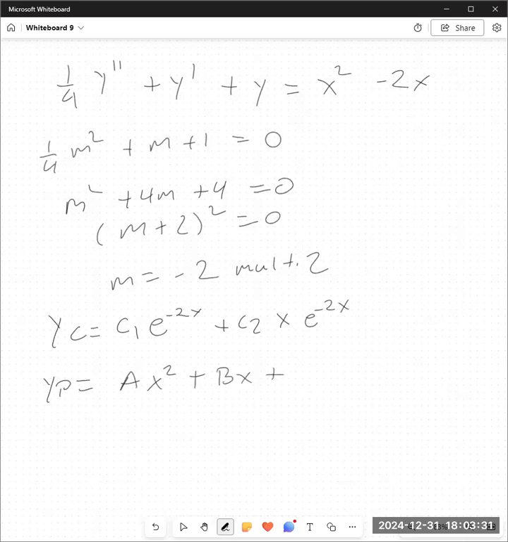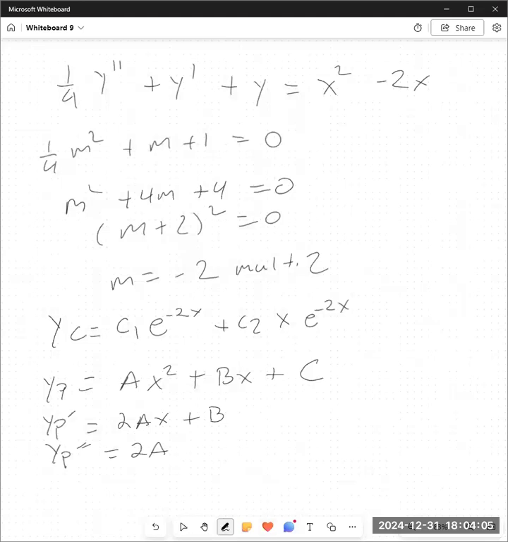I really don't need the plus c part, but I'm just going to put it there as a generic quadratic. But I think I might need the constant, because the derivative here throws a constant and the derivative here throws a constant. So I might need a constant to balance it out. I might not, but we'll see. So yp prime is equal to 2ax plus b, and yp double prime is equal to 2a.